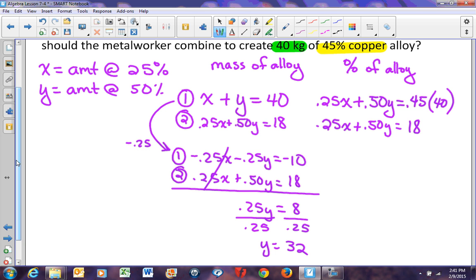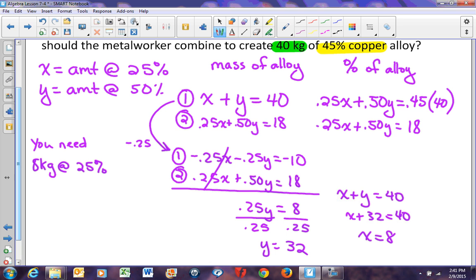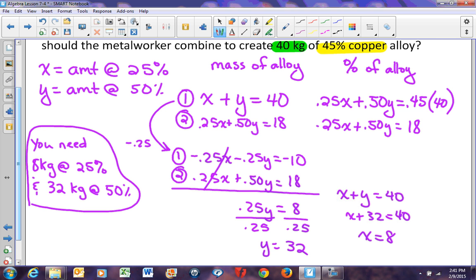So if y equals 32, x plus y equals 40. So if we take x plus 32 equals 40, x has to equal 8. So I will need 8 kilograms at 25% and 32 kilograms at 50%. Always write your answer in a complete sentence. And that makes reasonable sense because I already said at the beginning of the problem that I knew I was going to have more of the 50% alloy because I have to get it to 45%.